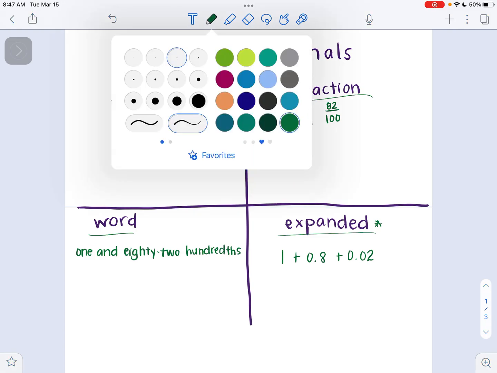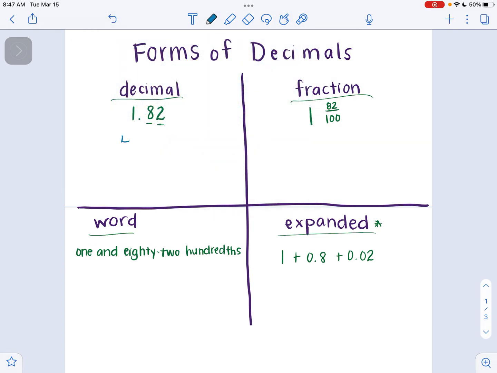This next one I want you to write with me, so let's do the fraction of 4 and 629 thousandths. Write that out. As a fraction, I'm going to have 4 wholes. Then I'm going to have 629 over 1,000. Word form is going to be a little bigger, so 4 and 629 thousandths.